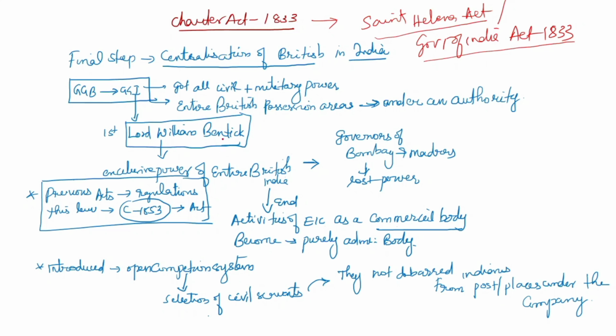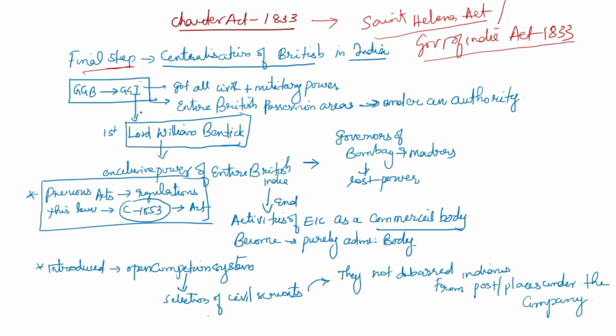This Charter Act 1833 is the final step toward the centralization of British rule in India. By this Act, the Governor General of Bengal was made Governor General of India, and the Governor General of India is the sole power in India. He got all the civil and military power.